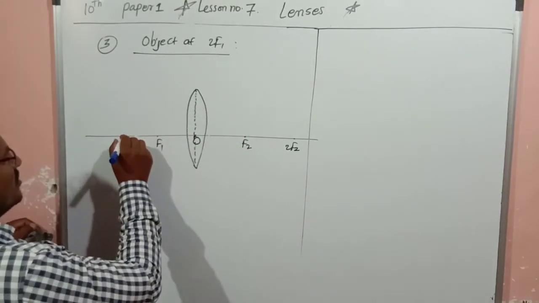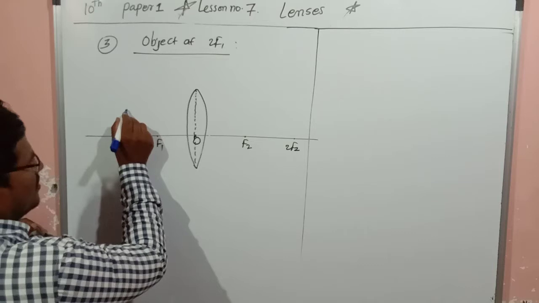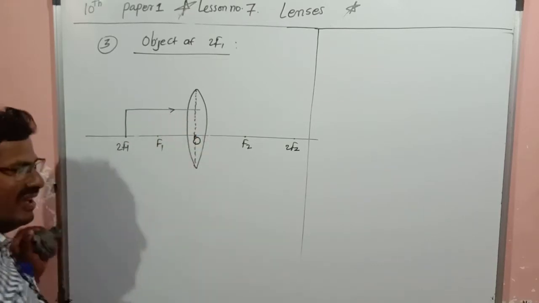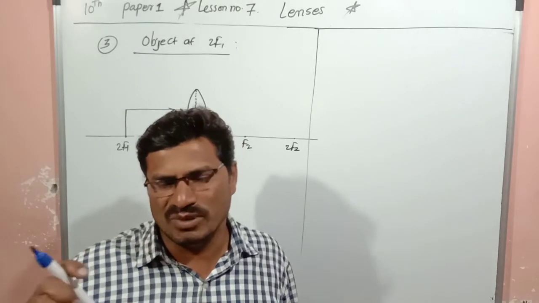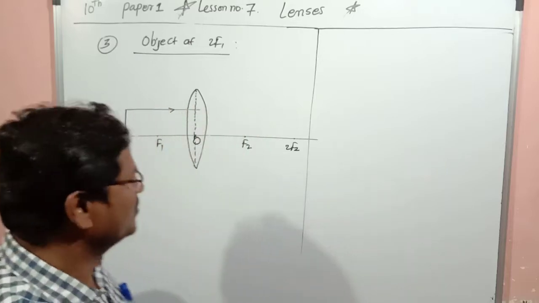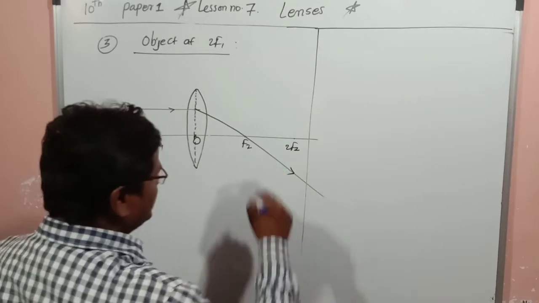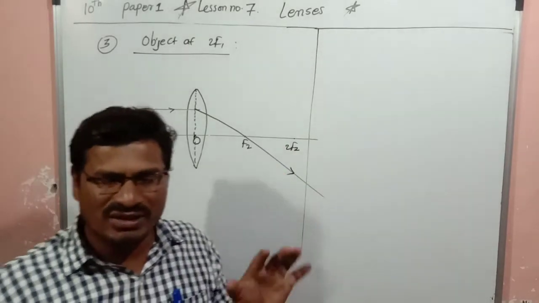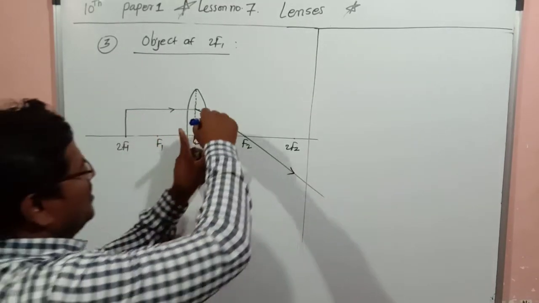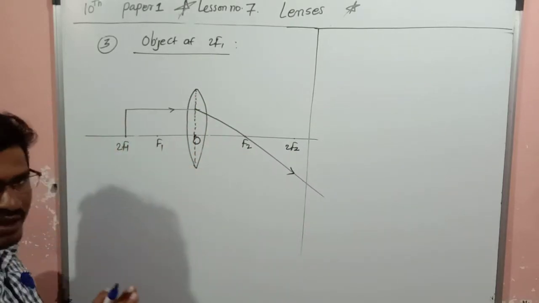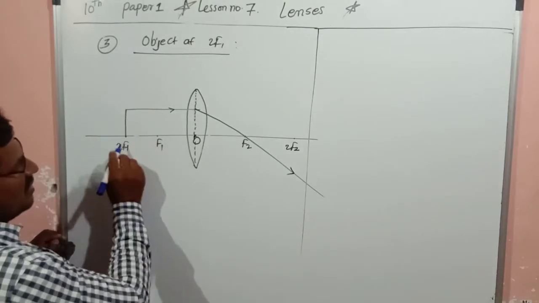Where do you have to keep the object? Object will be at 2f1. Then the first light ray goes parallel to the principal axis. According to the first rule, that light ray passes through the principal focus after refraction. So after refraction it will go through the principal focus. All these rays you have to draw with a scale, like this red line. Keep the scale and draw the diagram with the help of a scale and pencil.